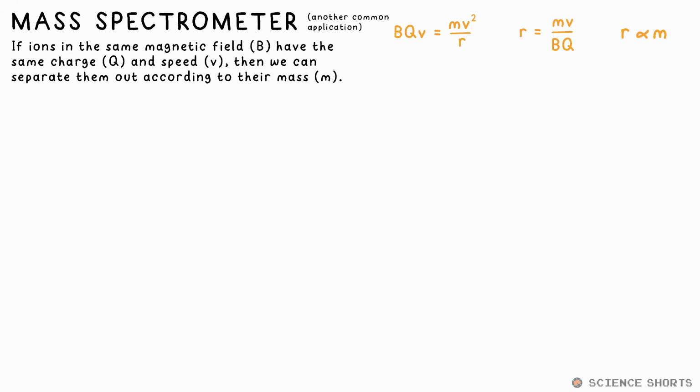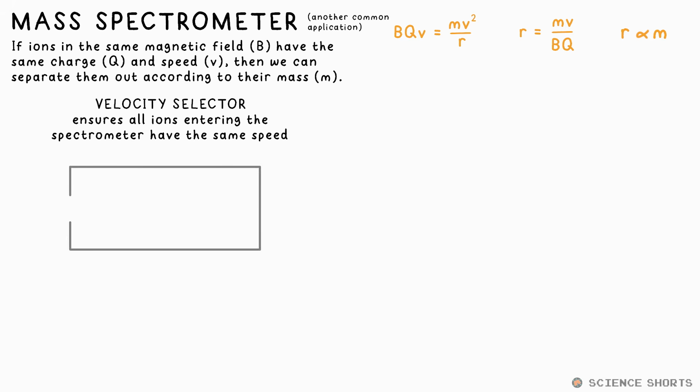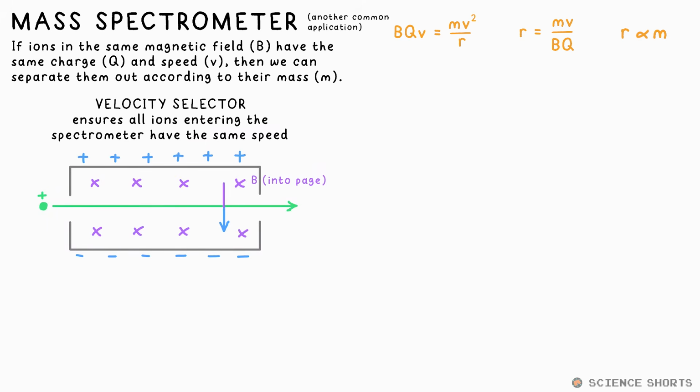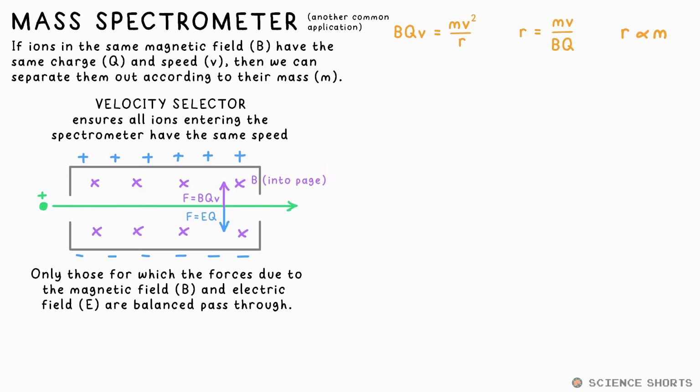Getting them all to travel with the same speed is more difficult, but it must be done in order for r and m to be proportional. To do this, we have a velocity selector before the main magnetic field. It's a device with a small hole in the end. We have a different magnetic field to the big one applied. So the particles experience a force in one direction, say upward, and an electric field applied in the other direction, say downward. Only particles for which these two forces are equal and balanced will carry on going straight through the hole. For them, EQ equals BQV.